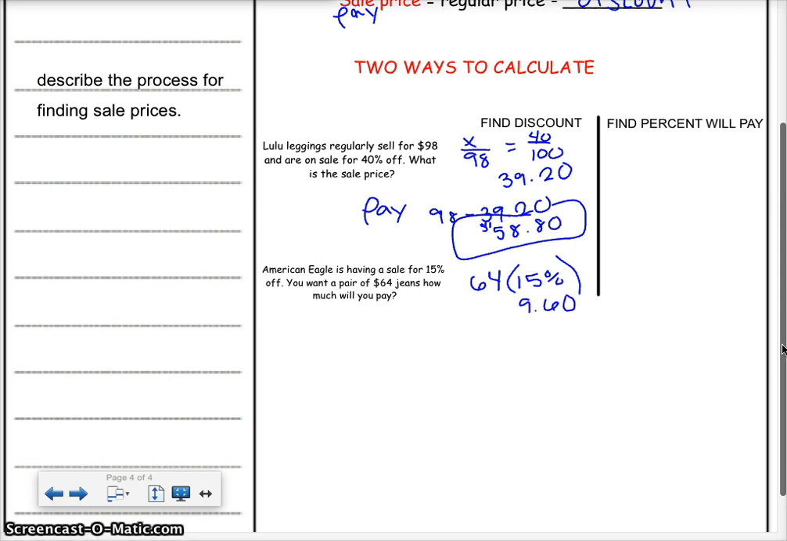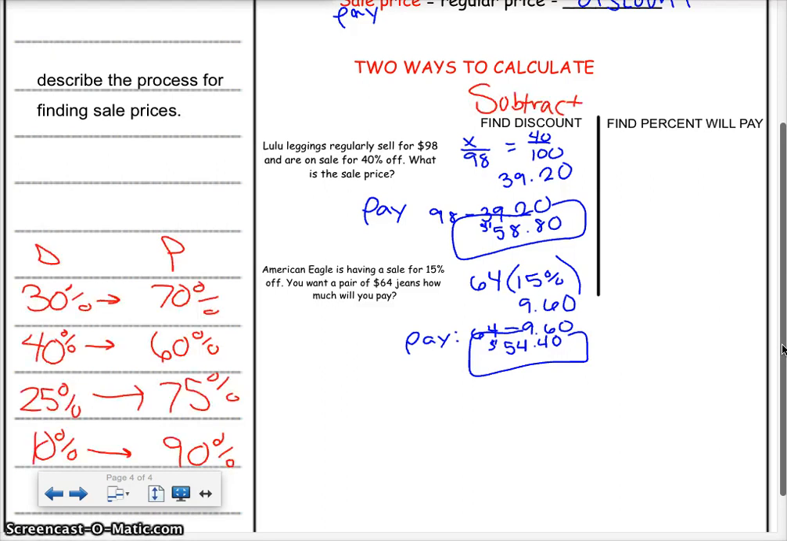$9.60. Am I paying $9.60 for my American Eagle jeans? No. Heck no. That's how much they'll take away from me. They'll decrease it. So what I pay is $64, take away that $9.60 off. And that's $54.40 for my American Eagle discounted jeans. Okay, I'm going to pause for a second here. I don't have much time.